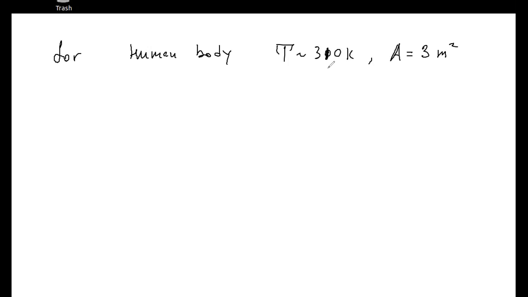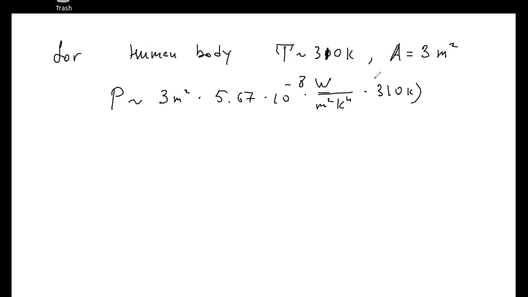Because it's a fourth power, it will affect. Okay, 310. Then how much power are we going to emit? Three meters square is the area. The Stefan-Boltzmann constant, in watt per meter square per Kelvin to the power 4, and then the temperature to the power 4.